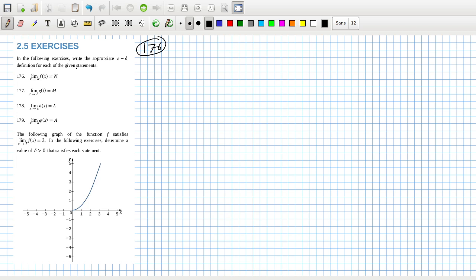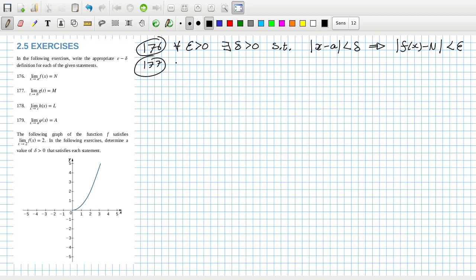So what this means is that for all epsilon greater than zero, there exists a delta greater than zero, such that if absolute x minus a is less than delta, then f(x) minus n will be less than epsilon. So meaning that for any arbitrary epsilon, there exists a delta, so that as long as the x is no more than delta away from a, then f(x) will be no more than epsilon away from n.